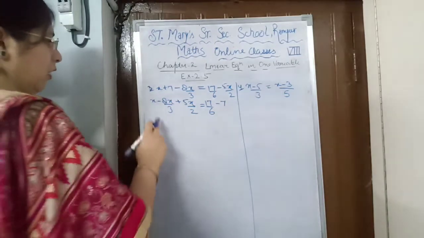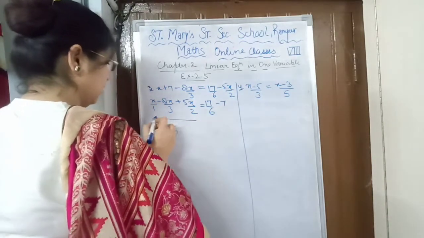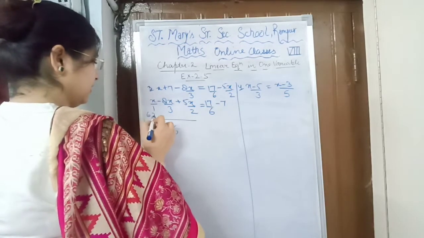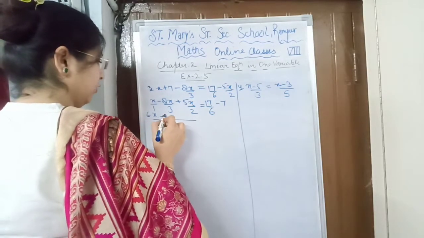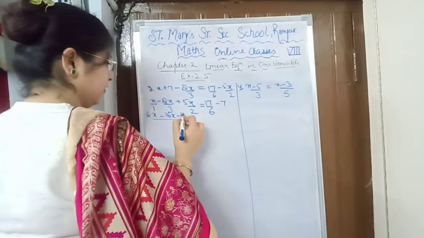Okay, now take the LCM. The LCM of 3 and 2 will be 6. So 1 into 6 is 6, so 6x minus 3 6s is, so 8 2s are 16x plus 2 3s are 6, so 5 3s are 15x.